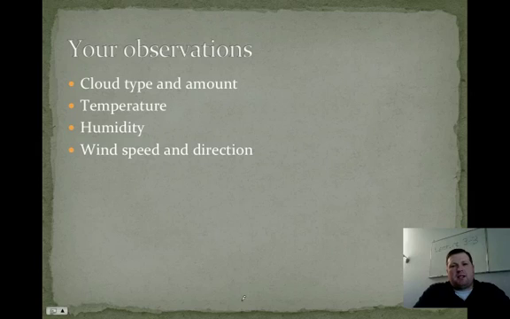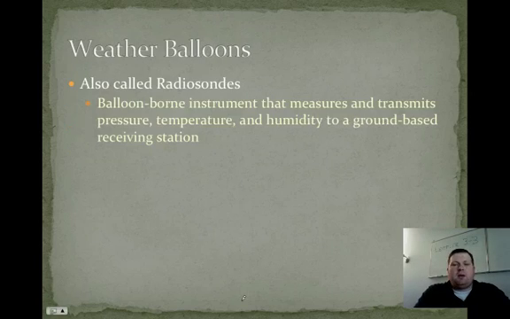Now, a forecast starts with your observations, cloud type and amount. That'll tell you if the air is stable. That'll tell you if there's a lot of moisture in the air. What is the temperature? What's the humidity? What's the wind speed and direction? So we start from that. We can use weather balloons, which are also called radiosondes. These are balloon-borne instruments that measure and transmit pressure, temperature, and humidity to a ground-based receiving station.